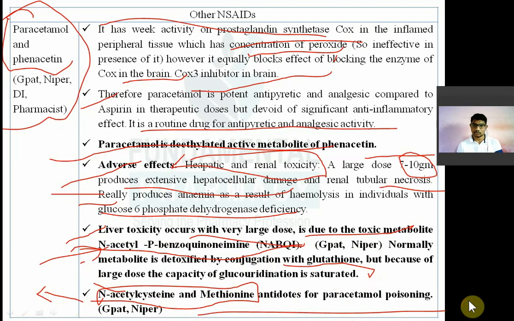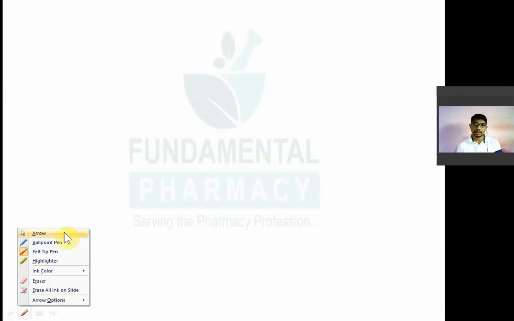So याद रखो सिर्फ एंटीडोट क्यों है, कौन सा है, ये याद नहीं रखना है, क्यों है वो भी याद रखना है. So N-acetylcysteine and methionine are the specific antidote for paracetamol overdose, paracetamol poisoning or paracetamol intoxication. Liver damage is because of this metabolite N-acetyl parabenzoquinone imine. Okay, remember this. Now we'll see the next drugs.